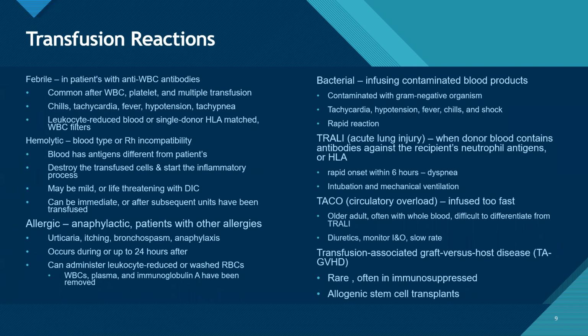With hemolytic, the antigens from the donor blood versus the recipient's blood are different, right? So the patient is going to destroy the transfused cells, and it will immediately start that inflammatory response or process. It can be mild or life-threatening, or they can end up with disseminated intravascular coagulopathy or coagulation. It can be immediate, or it can happen after subsequent units have been transfused. So you have febrile and hemolytic.